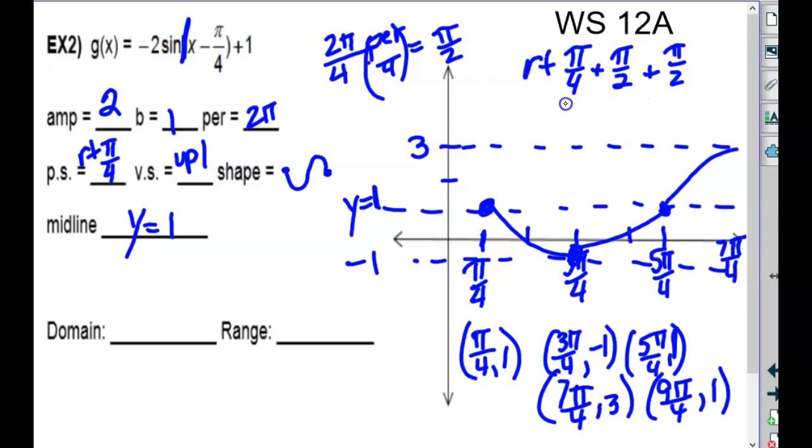These are the quarter points. You start at the phase shift, and then you add the quarter point, and you keep adding the quarter point, and that's what you label. So it was 1/4 plus a pi over 2 is 3/4, plus a pi over 2 is 5/4, plus a pi over 2 is 7/4, plus one more pi over 2 is 9/4. And I get an F in graphing on this one. Okay. Domain, anybody? And range?